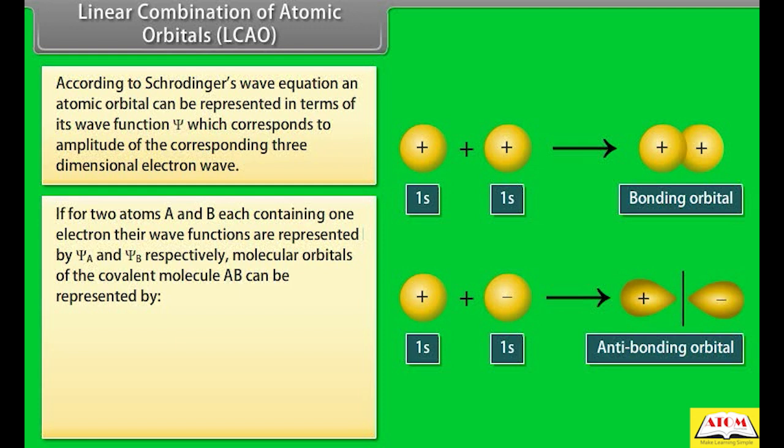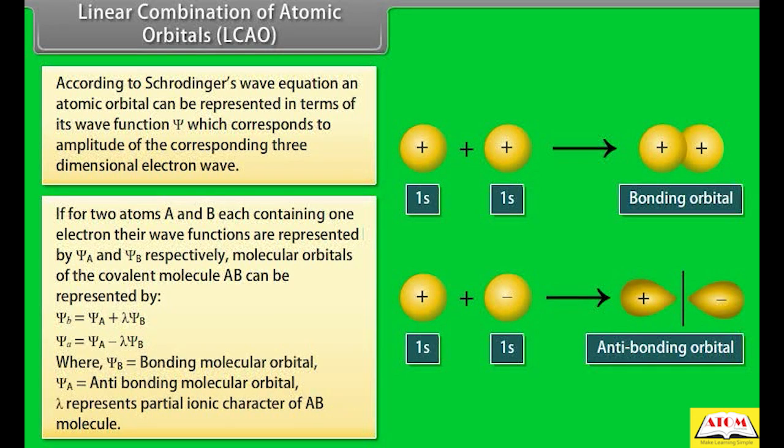Molecular orbitals of the covalent molecule AB can be represented by psi b is equal to psi A plus lambda psi B, and psi a is equal to psi A minus lambda psi B, where psi b is the bonding molecular orbital and psi a is the anti-bonding molecular orbital. Lambda represents the partial ionic character of the AB molecule.